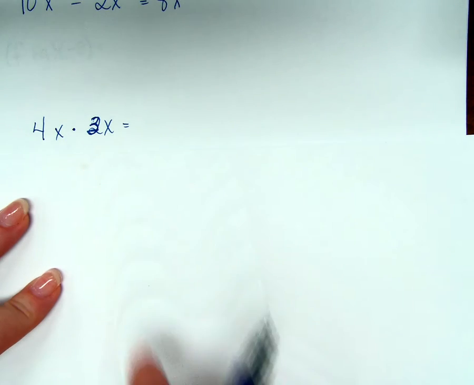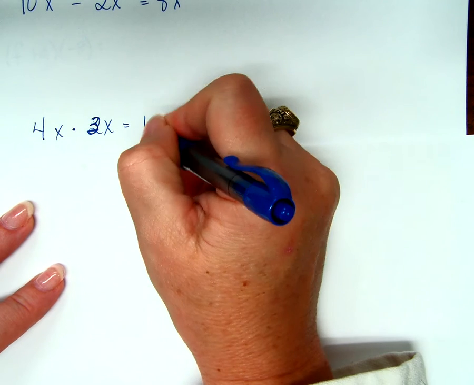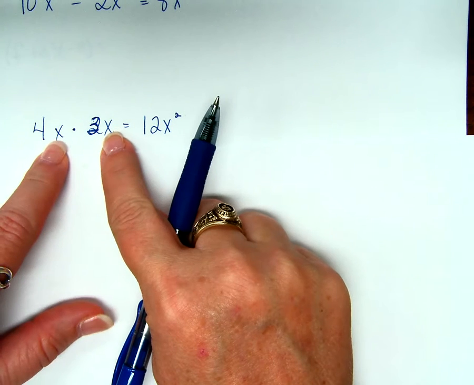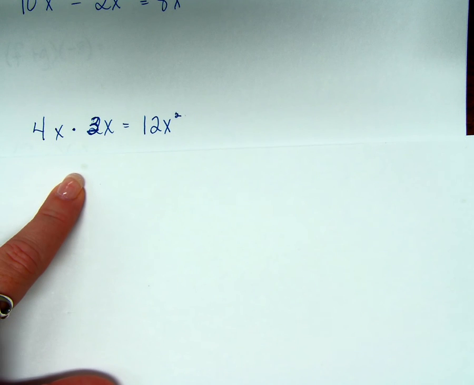That's a 3. Sorry, I messed up. What is it? 12x squared, right? We multiply. What do we do when we multiply like bases? What do we do with the exponents? Add. You okay with that?